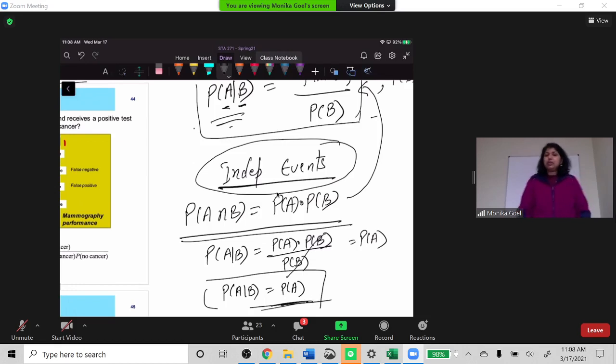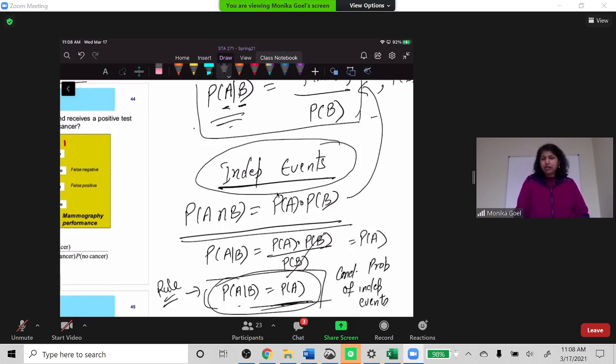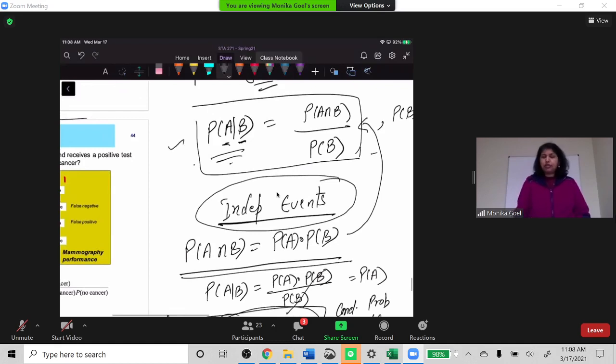So this is when we are talking about conditional probability of independent events. When we are talking about conditional probability of independent events, you don't have to do a lot of math or anything. Just look at what is the probability of A. That is the probability of this. So this is the rule for conditional probability for independent events. And this is the rule for conditional probability of general events. So that's what we did in the last class about conditional probability.